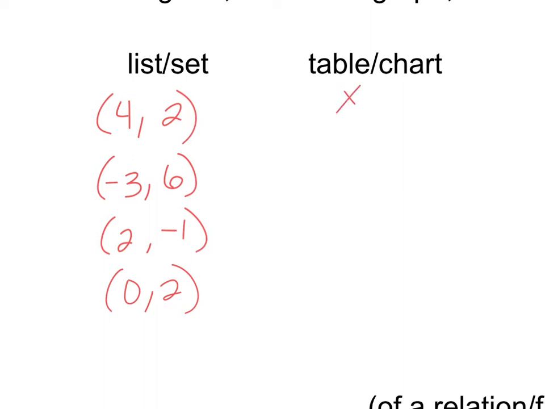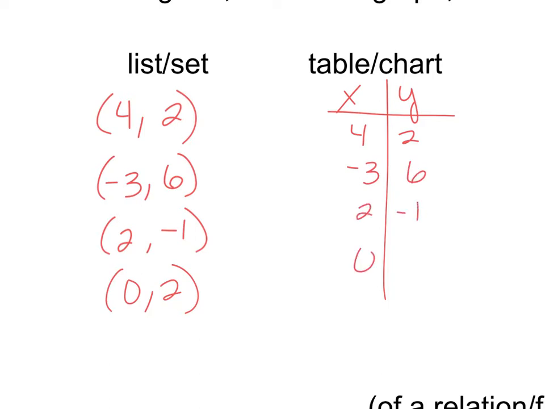Another way to write it is as a table or chart, whatever you want to call it, same thing. So you would just write x values 4, -3, 2, 0 and y values 2, 6, -1, 2.